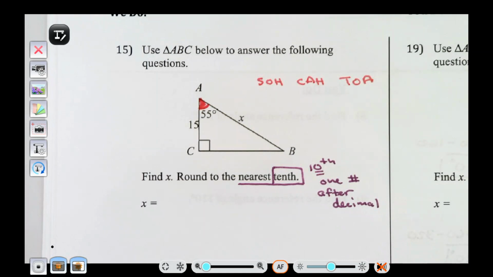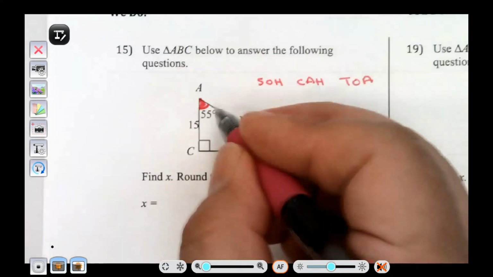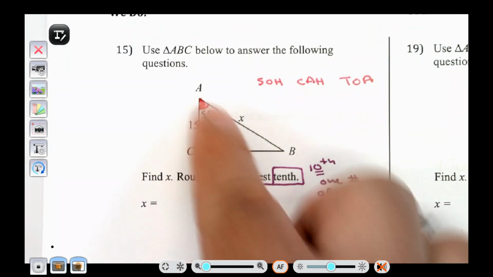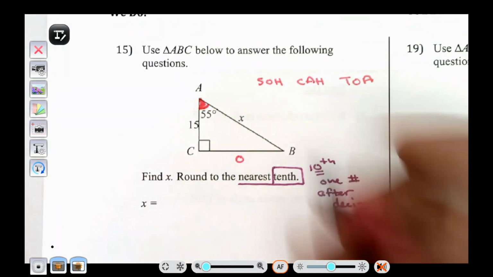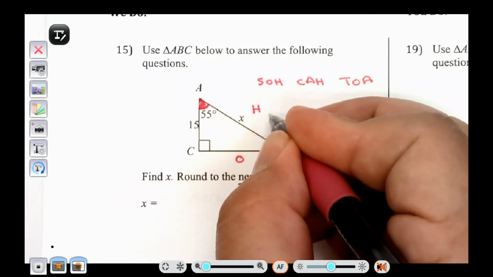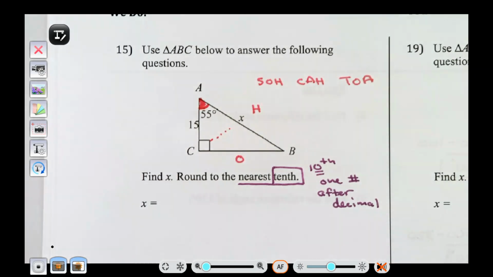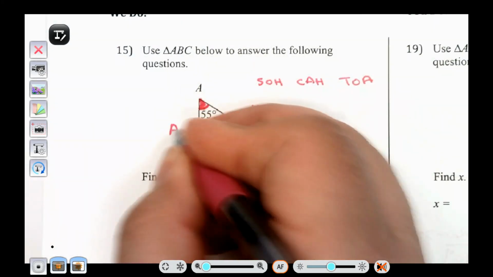Now, we need to label. When we label for SOHCAHTOA, we always do opposite, adjacent, hypotenuse. This is my angle. That makes this side the opposite because there's no contact with that angle. This is the hypotenuse because it's always across from the 90. Look at how the 90 points to it. And of course, that makes this the adjacent.